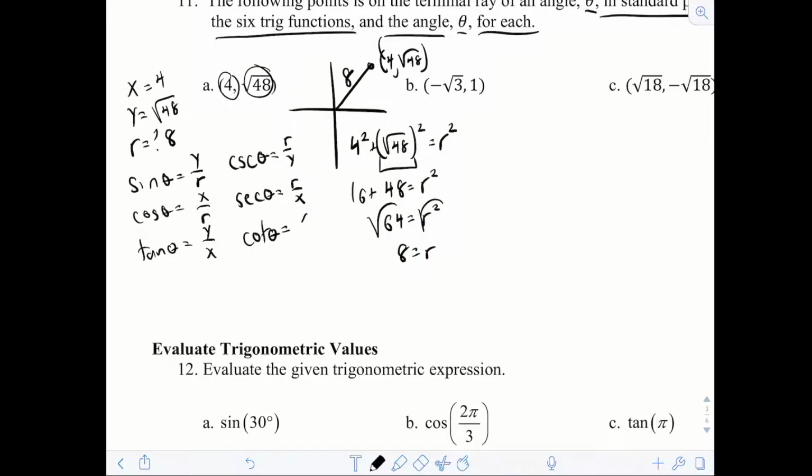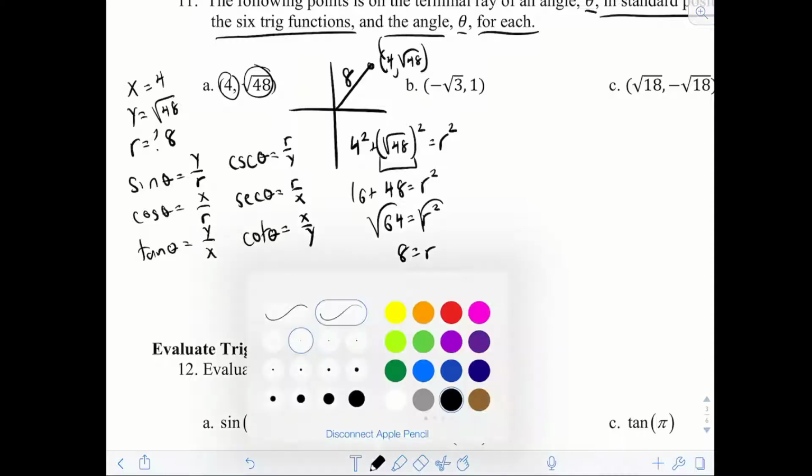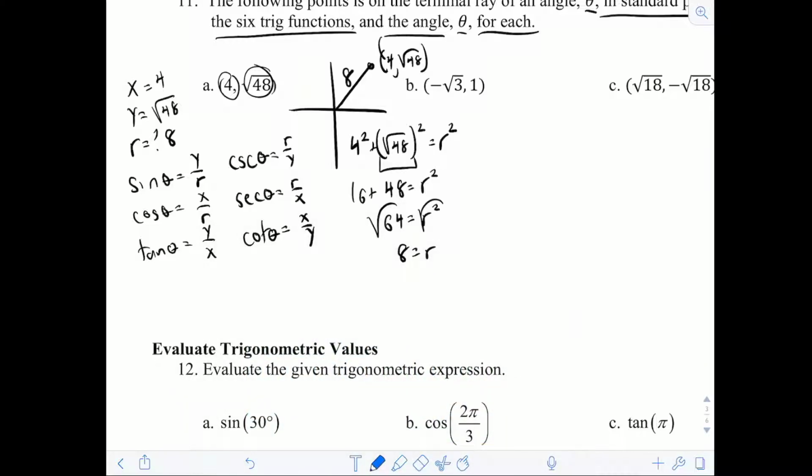Cotangent is x over y. And maybe we'll be able to figure out the theta based around those specific values. So y over r, so that'd be square root of 48 over 8. This is going to be 4 over 8. And then this is going to end up being square root of 48 over 4. Maybe this might be kind of helpful to try to figure out what the value is of theta.